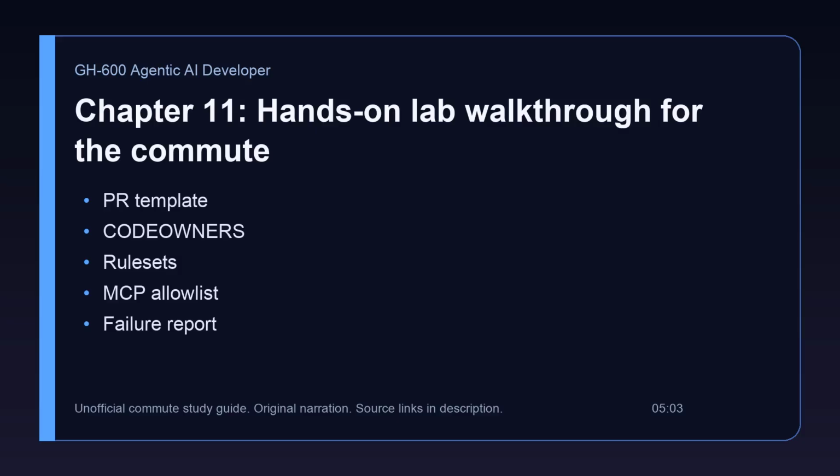Lab 4. Add rule sets or branch protection. Require pull requests. Require status checks. Require review. Block direct pushes to the default branch. If a scenario asks how to let an agent move fast without losing control, this is the answer pattern: branch fast, review before merge.